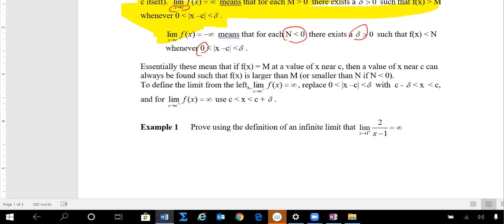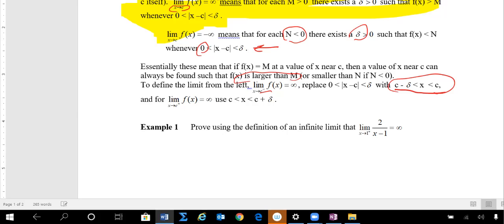Okay, and limits from the left and right are replaced with these. This is for the limit at the left, so we replace this expression with this one. So any x in this interval will imply that f of x is larger than m.